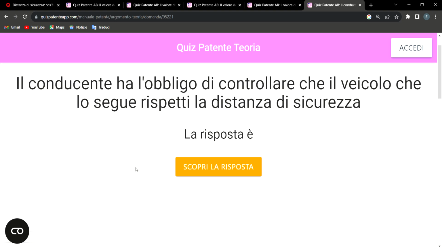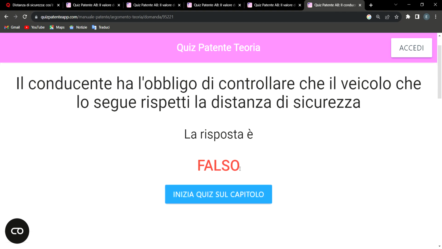The last question before we round up. It says "il conducente ha obbligo di controllare che il veicolo che lo segue rispetti la distanza di sicurezza." Falso e vero. So this very one is falso. I will explain to you the reason why. Conducente is the driver, you that is driving the vehicle. So it says it's obligatory for you to control the vehicles in your back to know whether they are respecting the safe distance that they are to maintain or not.